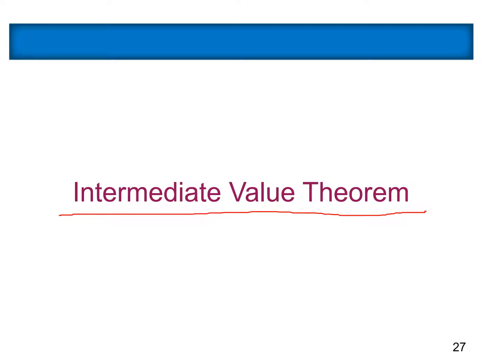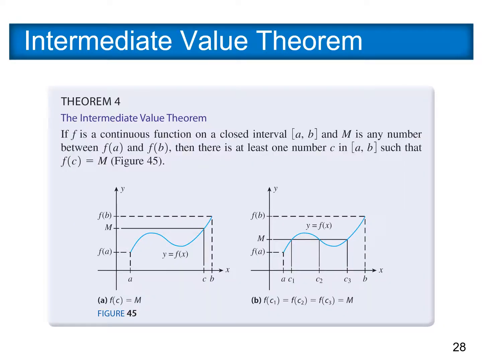Intermediate value theorem. The intermediate value theorem states the following. If a function f is a continuous function on a closed interval between a number a and b, and m is any number between f of a and f of b, then there must be at least one number c, within the interval [a, b], where my function has to take the value of m.